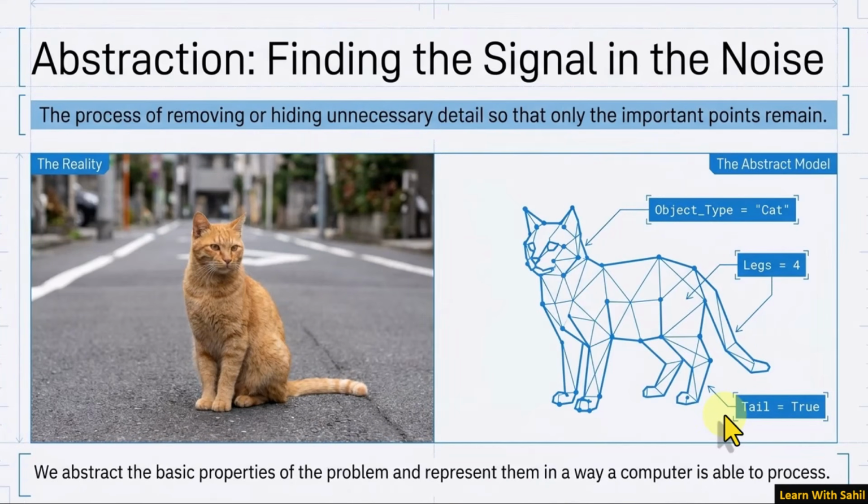What is abstraction? It is the process of removing or hiding unnecessary detail so that only important points remain. Simply, that is finding the signal in the noise. We abstract the basic properties of the problem and represent them in a way the computer is able to process. For example, an image of a cat. We take only the important parts from that to give to the computer. That is the abstract model. So the abstract object type is cat. It has 4 legs. It has a tail and some characteristics of the face. That is an example of abstraction.